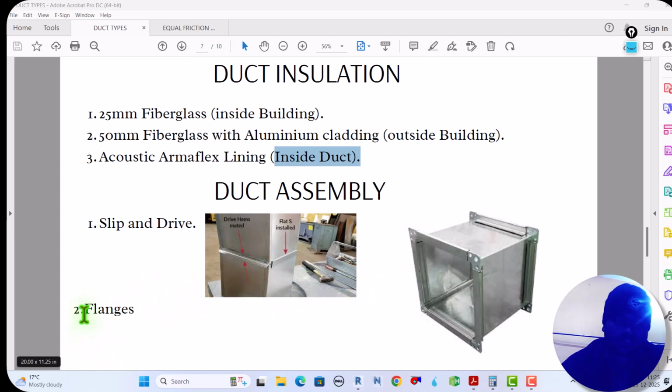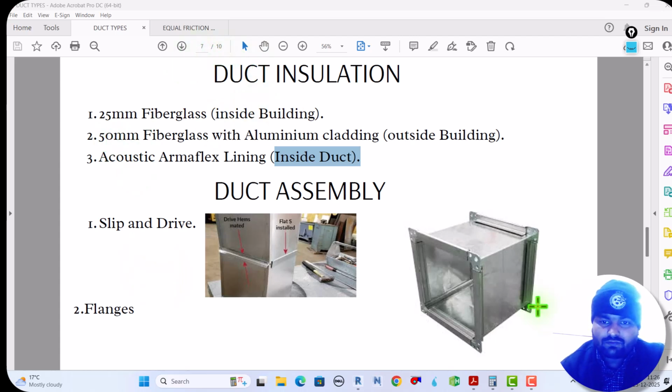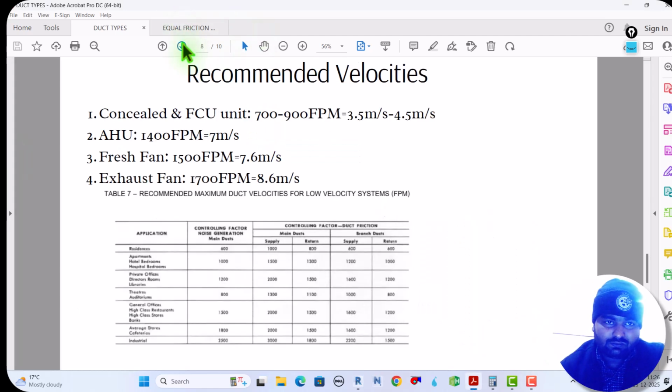And the second method is flanges. With the help of flanges we assemble the duct. So there are two methods: one is slip and drive, and the second one is with the help of flanges. This is a flange and we connect with the help of nut and bolt. The eighth one is recommended velocity. So we will see.